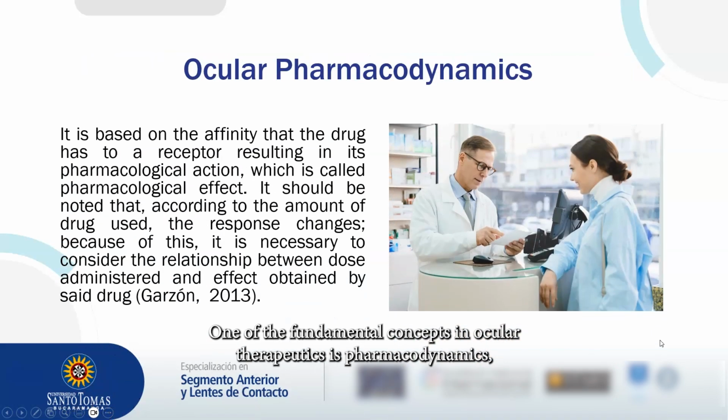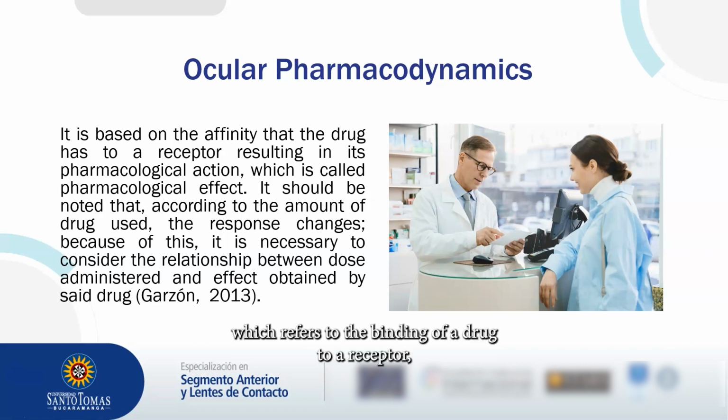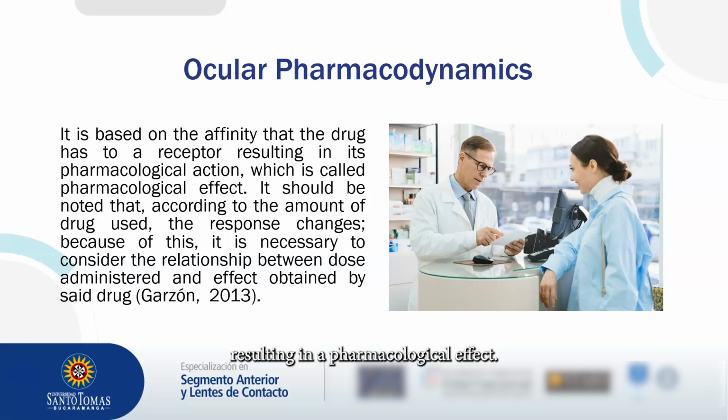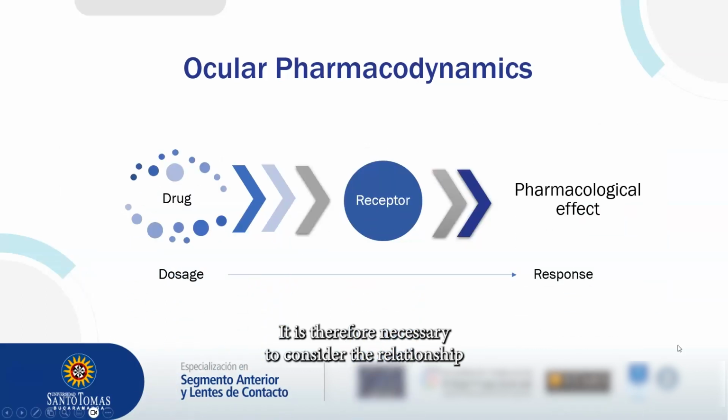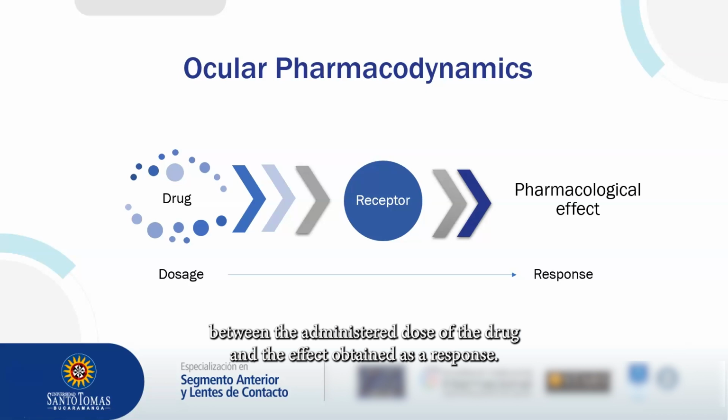One of the fundamental concepts in ocular therapeutics is pharmacodynamics, which refers to the binding of a drug to a receptor resulting in a pharmacological effect. This effect may vary depending on the receptor affinity and the amount of drug used. It is therefore necessary to consider the relationship between the administered dose of the drug and the effect obtained as a response.